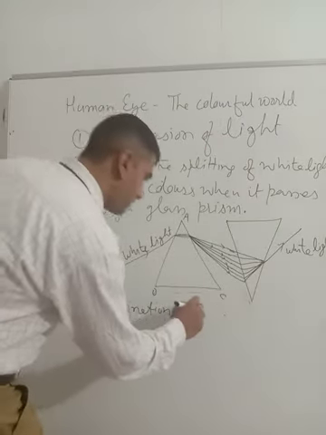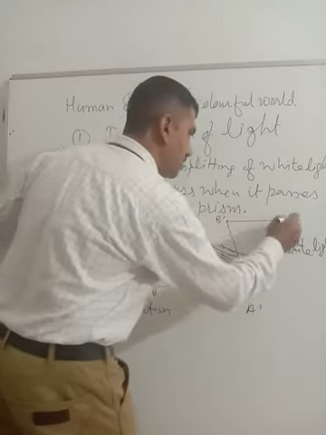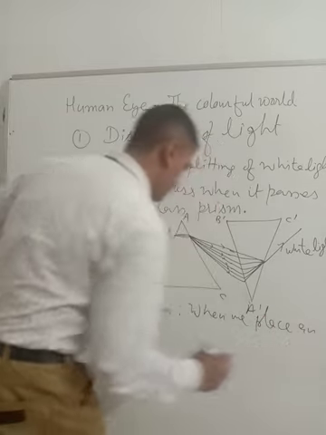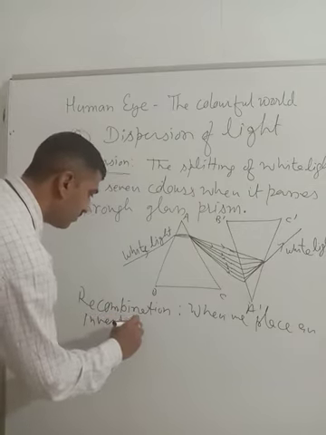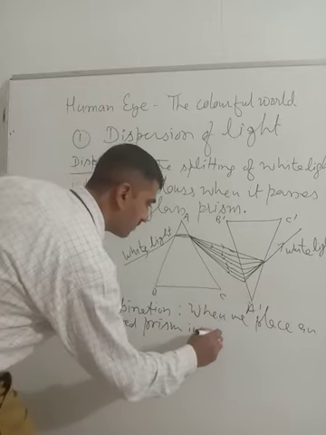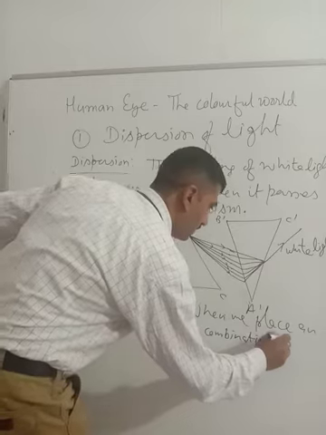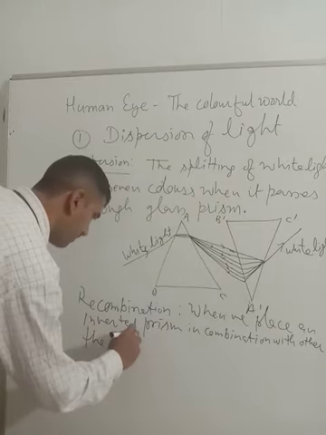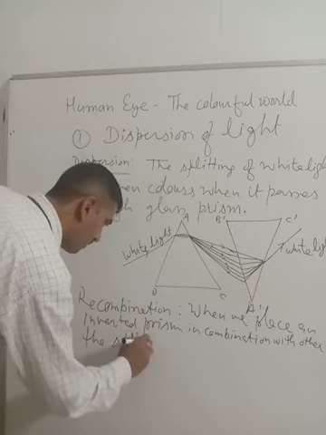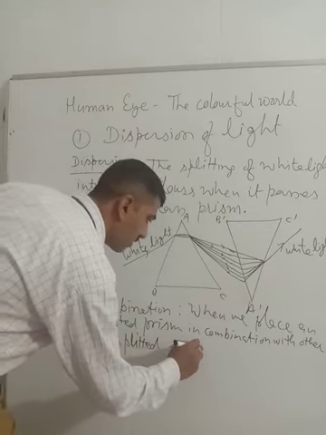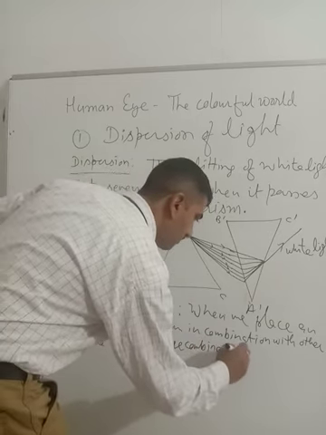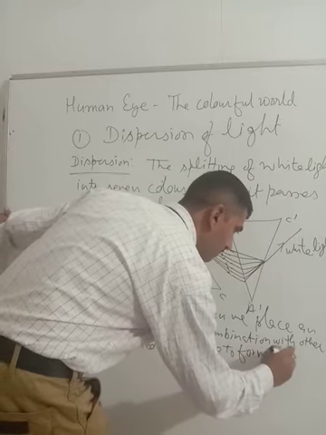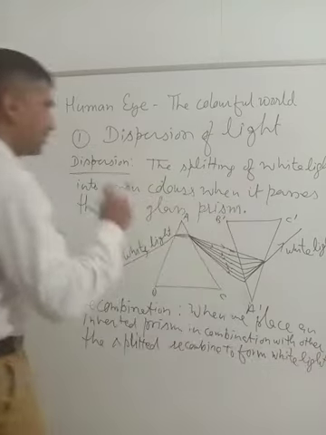It means when we place an inverted prism A'B'C' in combination with the other prism, the splitted light recombines to form white light. So this is the dispersion phenomenon.